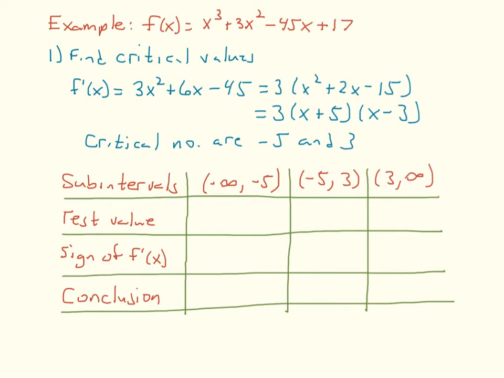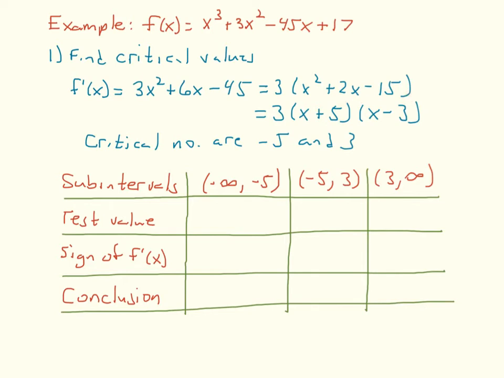The only critical numbers are going to happen when the first derivative is 0. So I take my first derivative, going through using the power rule. I know f prime of x comes out to be 3x squared plus 6x minus 45. Now I notice in this one that I can pull out a factor of 3 to make my numbers smaller. When I do that, I get 3 times x squared plus 2x minus 15.